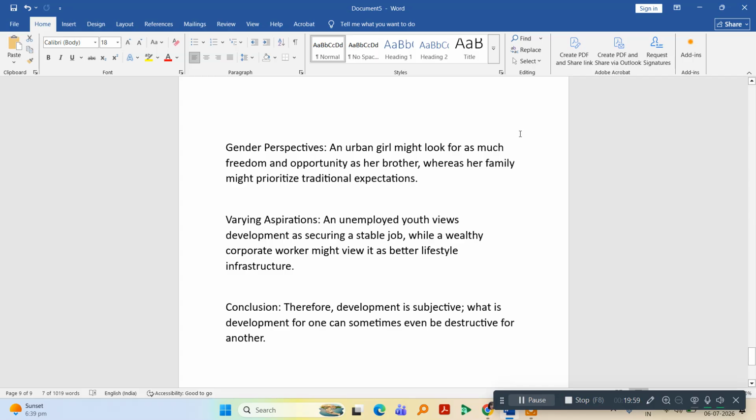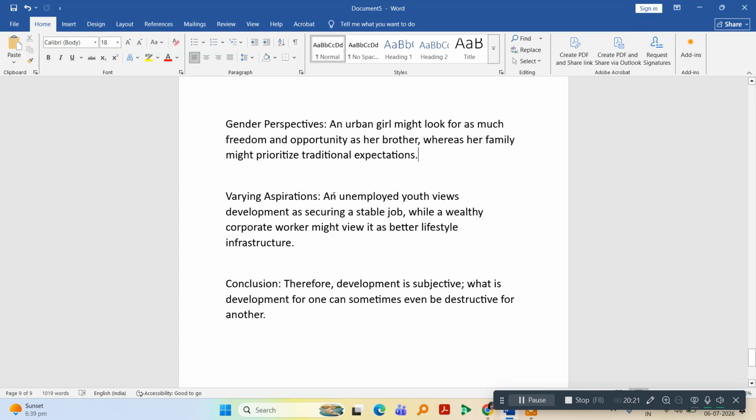Gender perspective. A city girl might look for as much freedom and opportunity as her brother, whereas her family might prioritize traditional expectations. Varying aspirations. An unemployed youth, a youth without a job, wants a stable job, whereas a wealthy corporate worker wants a better lifestyle and better infrastructure.